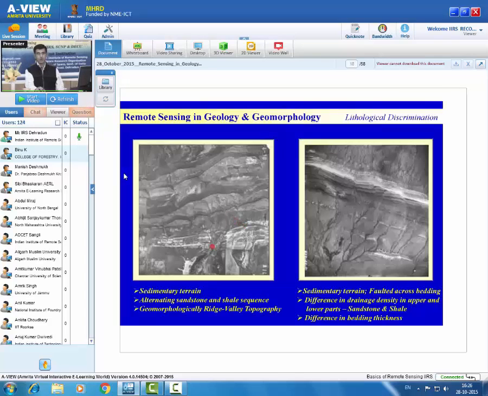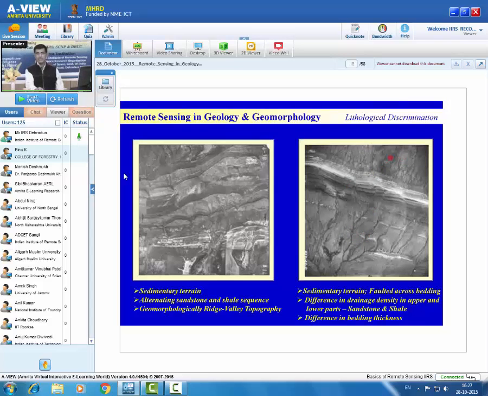For example, this is a sedimentary terrain. Here the alternating sandstone and shale, and you can see the ridge-valley topography that I have already explained to you previously. And here, this is again a sedimentary terrain because the layered structure is very, very clear. Dissection is very, very high. In this case, drainage density is very high. In this case, drainage density is a little less.